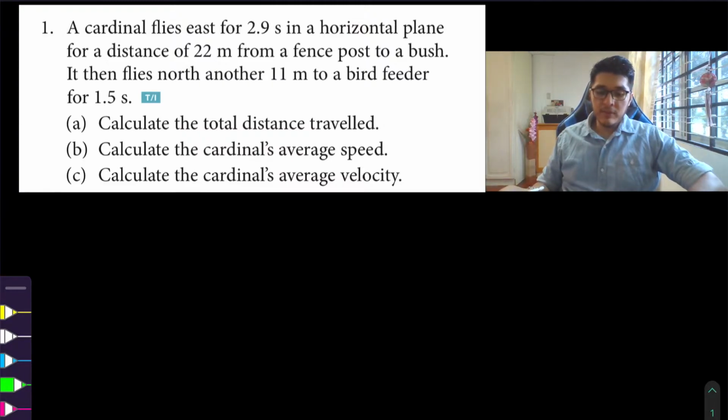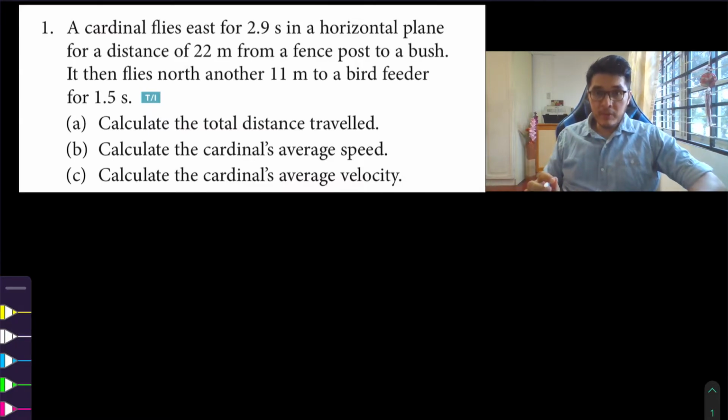And let's get started from the Nelson textbook. We're going to be looking at section 1.1, question number 1. So here we have a cardinal that flies east for 2.9 seconds in a horizontal plane for a distance of 22 meters from a fence post to a bush. It then flies north another 11 meters to a bird feeder for 1.5 seconds.